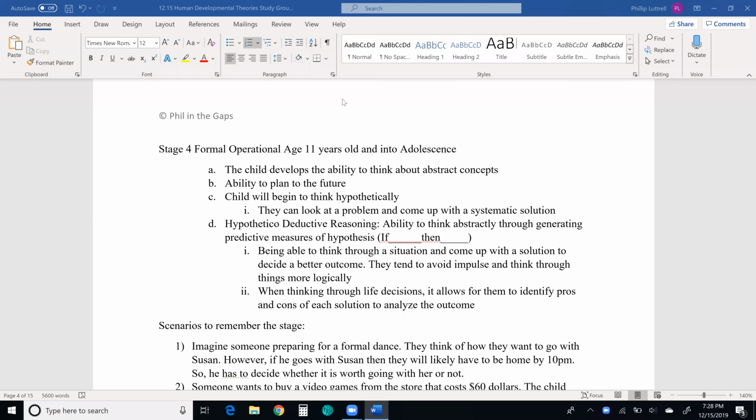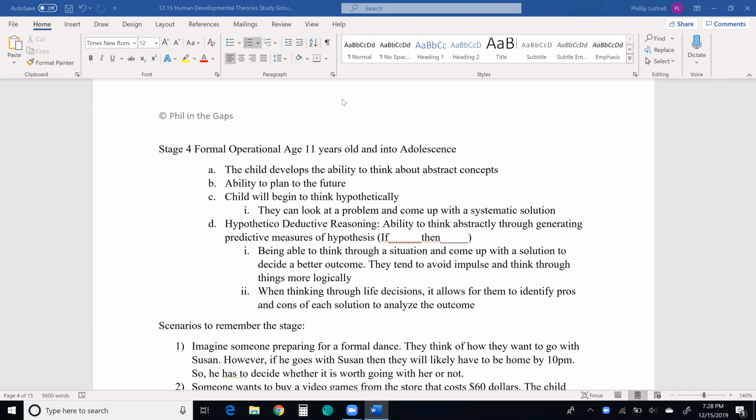So they tend to avoid impulsive actions and think through situations more logically to get more practical responses. So when thinking through life decisions, it allows for them to identify pros and cons of each solution to analyze the outcome. So if I do not eat, then I will not have as much energy. If I drink 2 cups of coffee at 7 p.m., then I will likely not sleep as early as I'd like to.